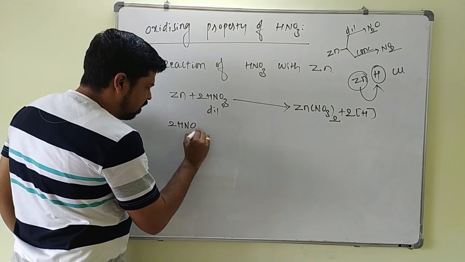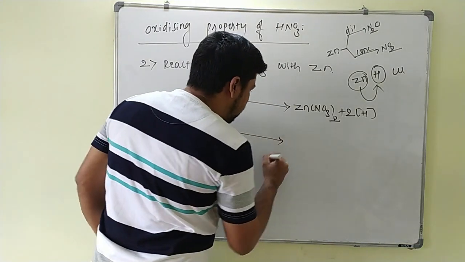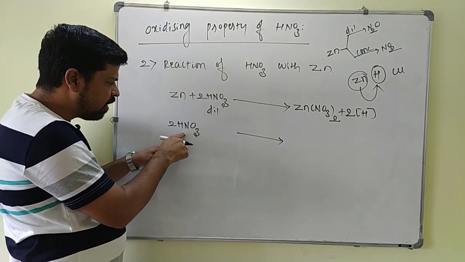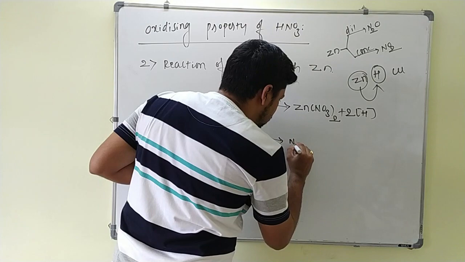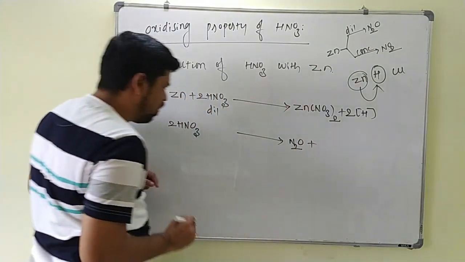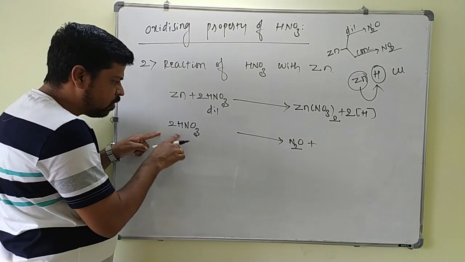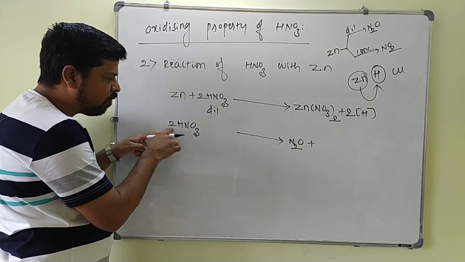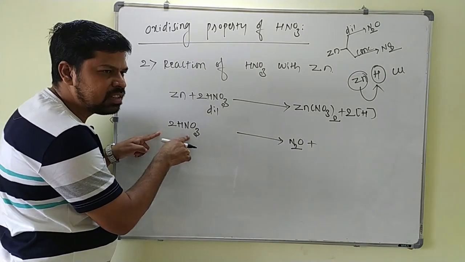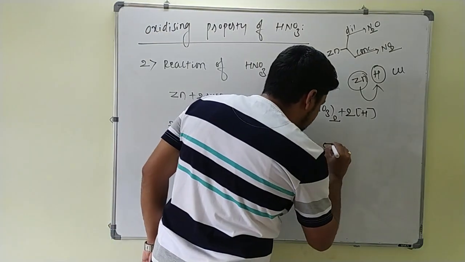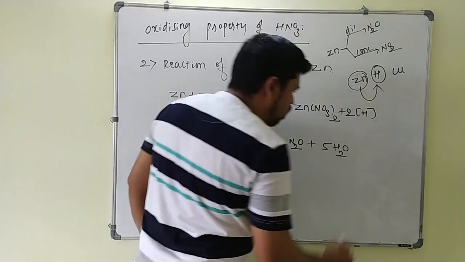So first we will write 2 times of HNO3. From this one, what you have to remove here? It gives N2O, means here you have to remove N2O. Suppose if I remove N2O gas, what happens here? 2 nitrogen is removed and 1 oxygen is removed. How many oxygens are remaining here? 5 oxygens are remaining, means you have to form 5 water molecules here, with the remaining oxygen.